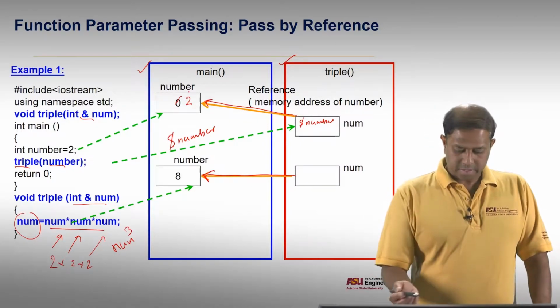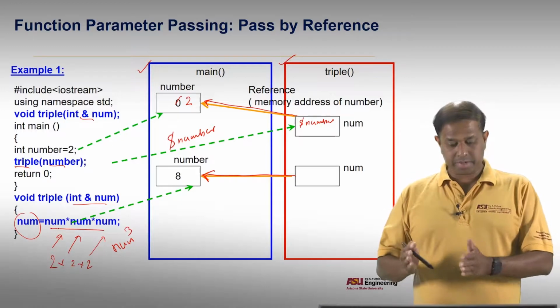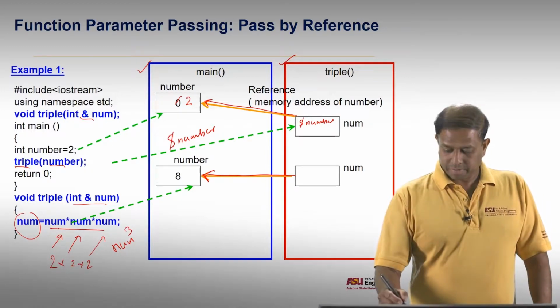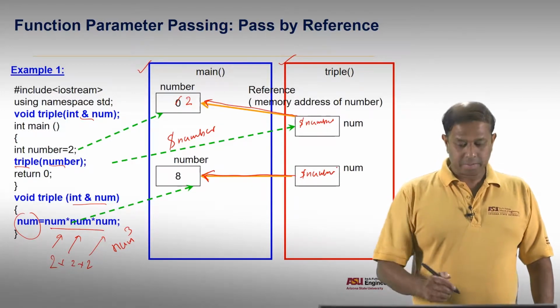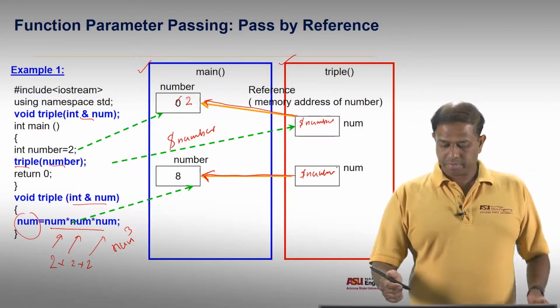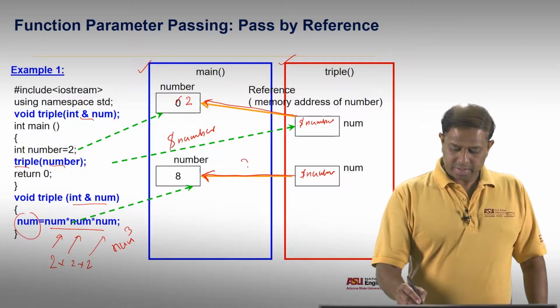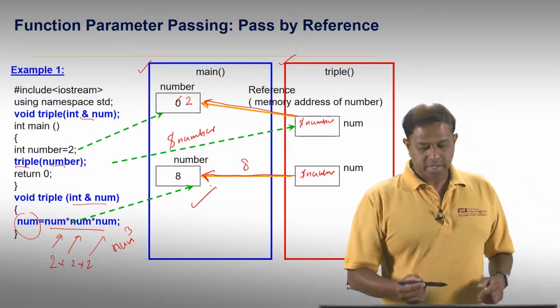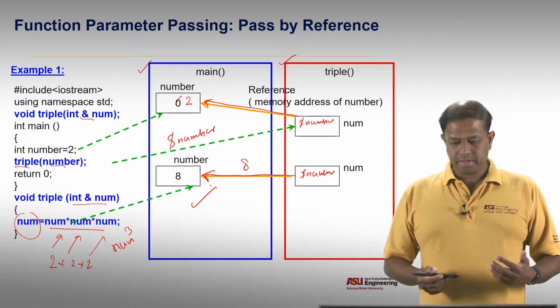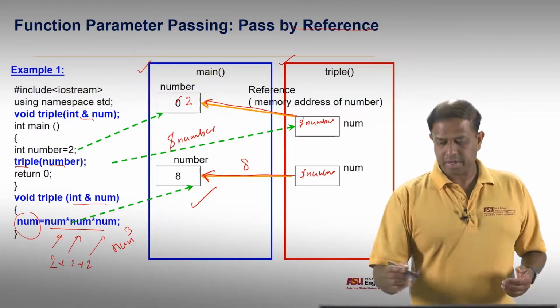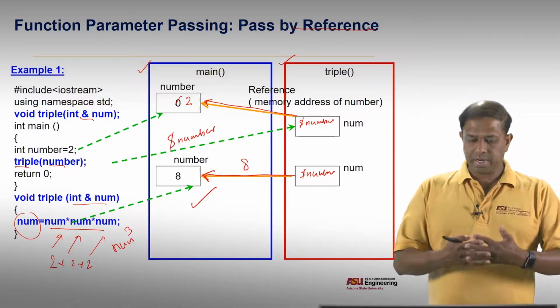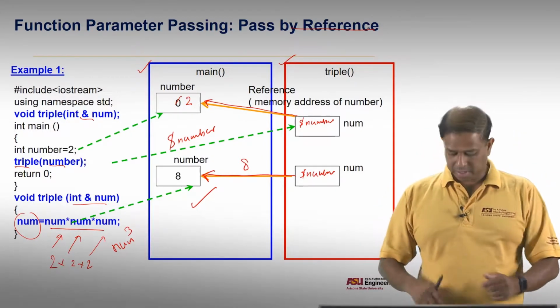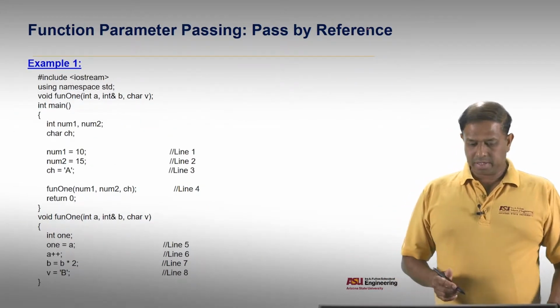Then in the function we are saying num equals num times num times num. Since this one is pointing at the number variable, we are going to put the calculation back in the number variable. So therefore the original data is changed, right? So if you have the pass by reference technique, we can change the original data value in the caller. Okay, right, so here is another example.